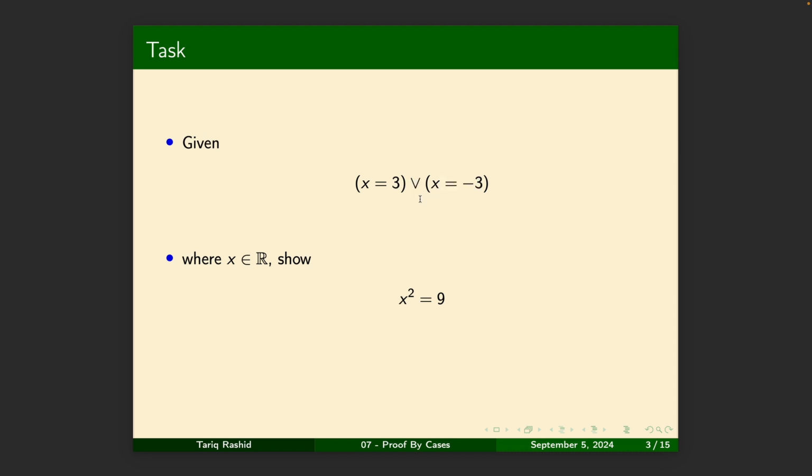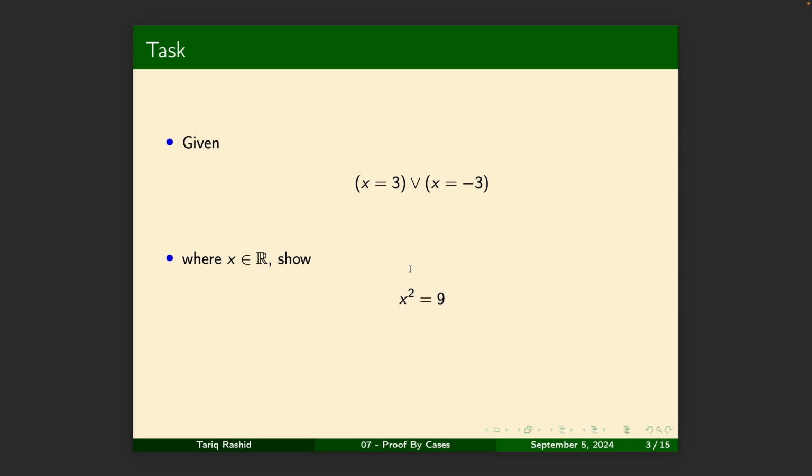This symbol here is used in logic. It's a logical or. It means either one of those two things or both could be true. Another way to think about it is at least one is true. So it's never the case that none are true. It's always the case that one or more are true. In some cases both things can be true, not always. But for this task we don't know which, and our aim is to prove that x squared is 9.